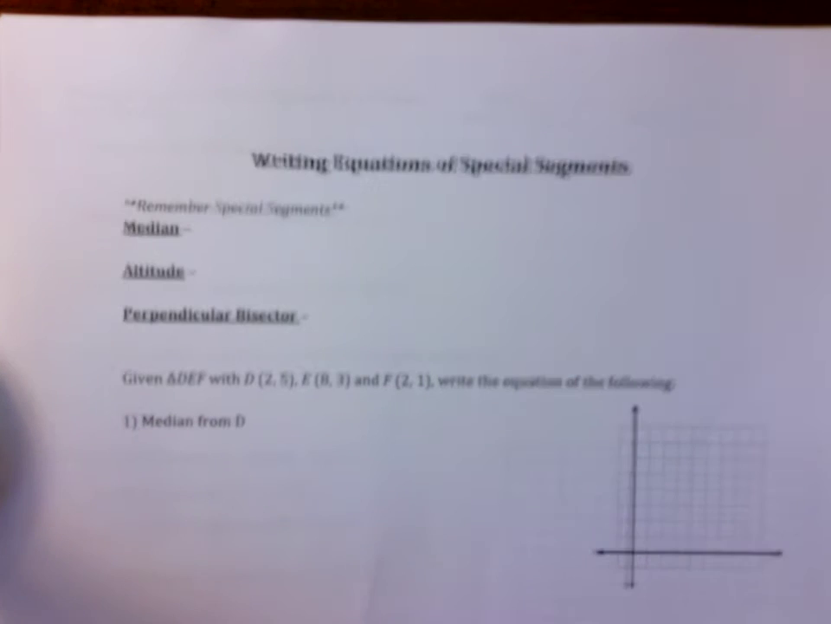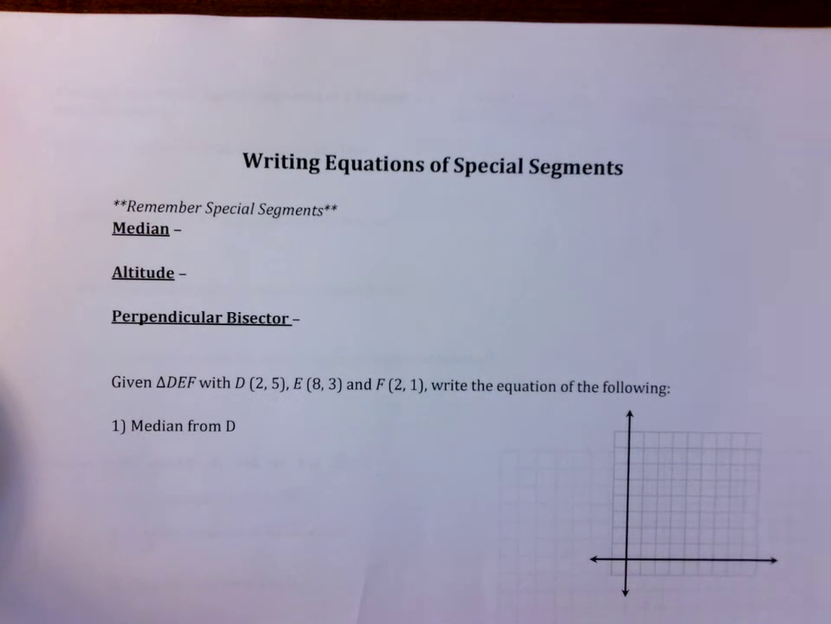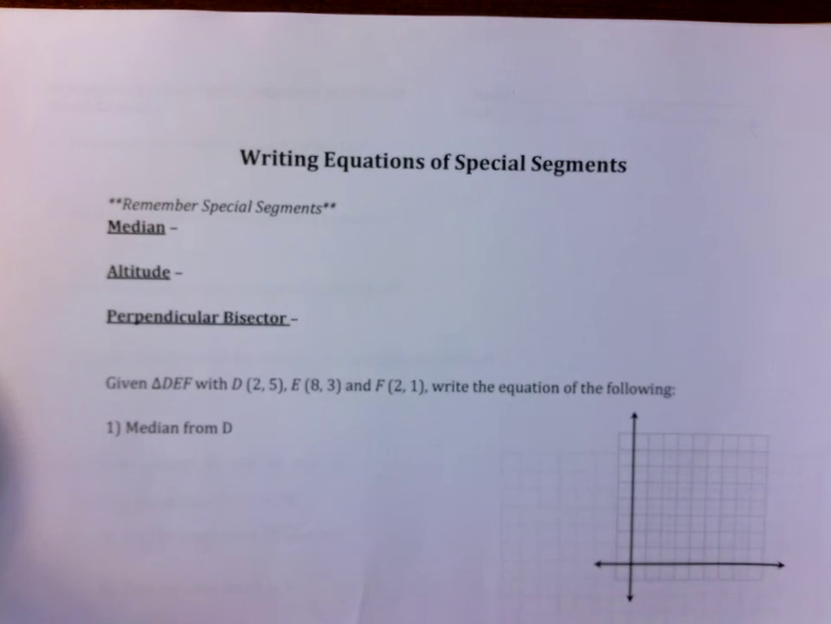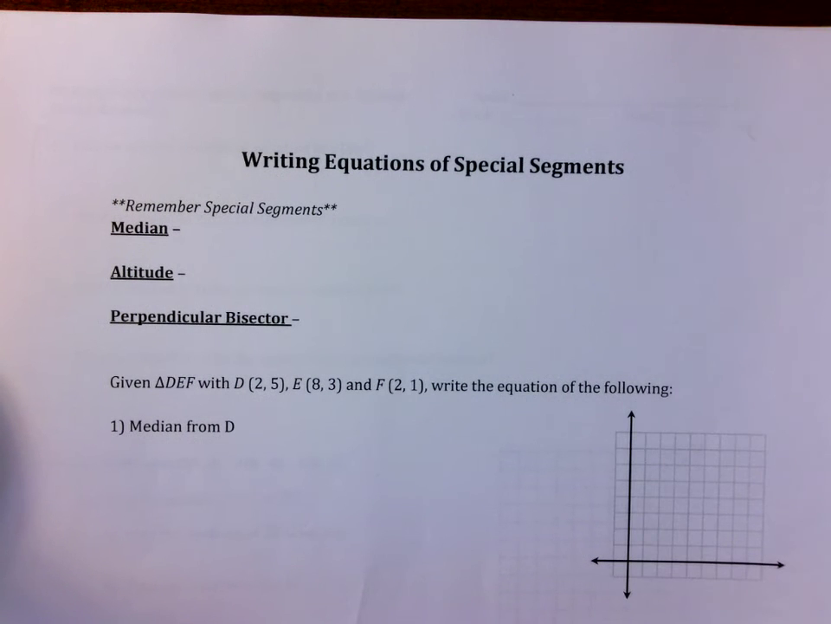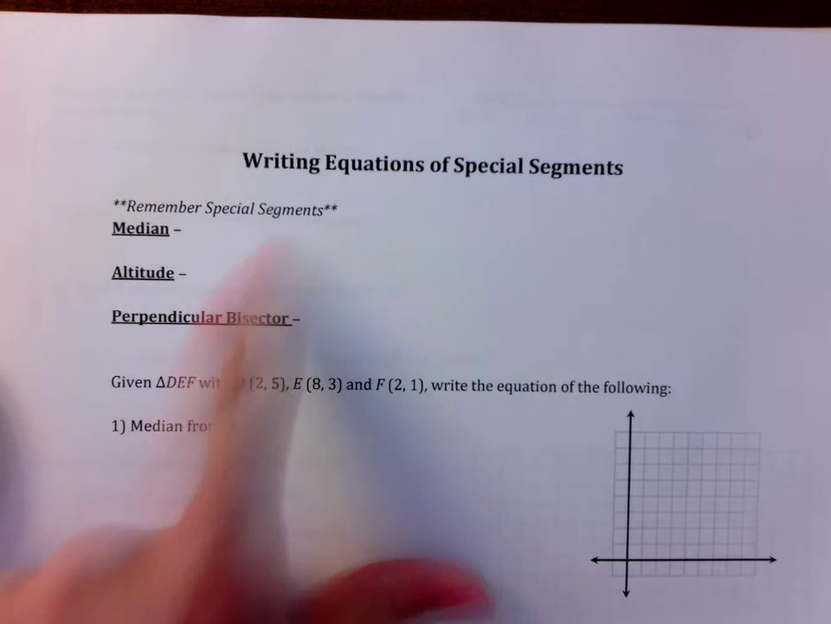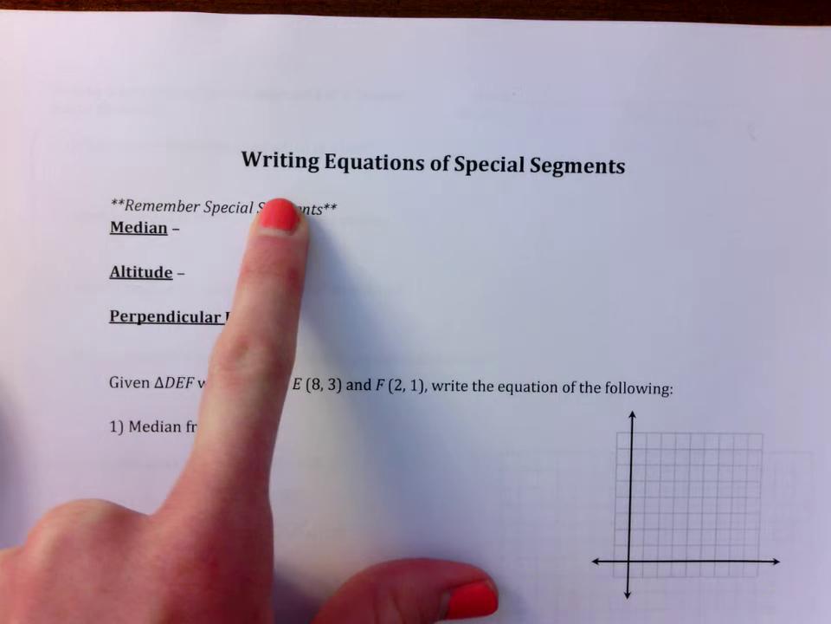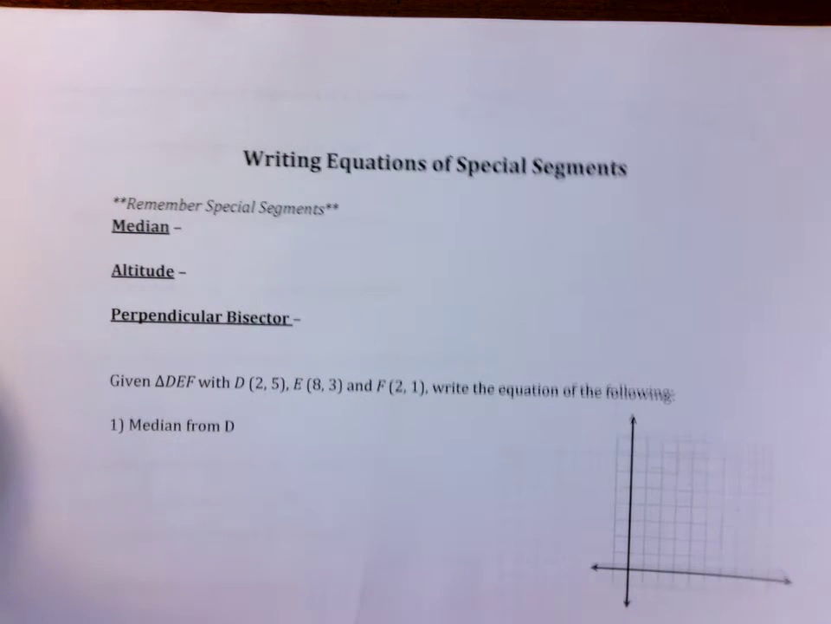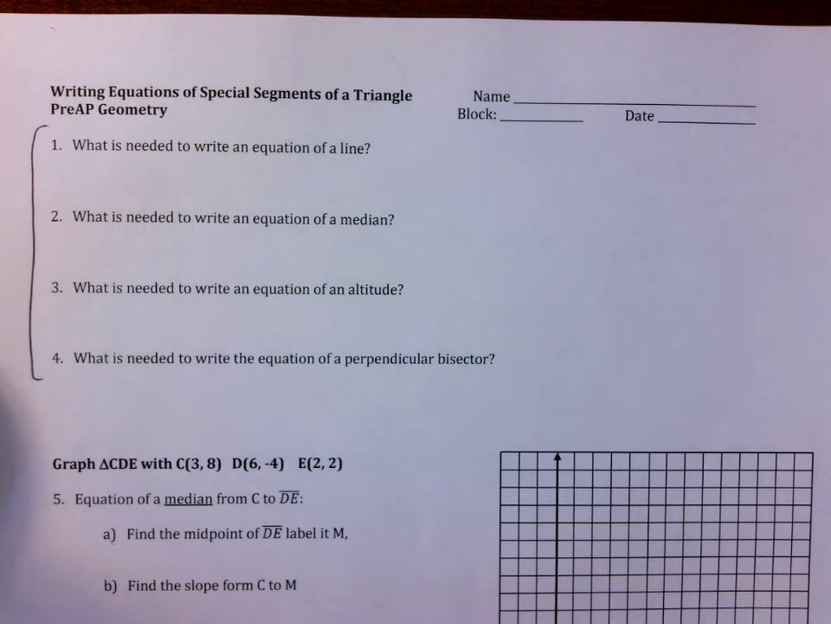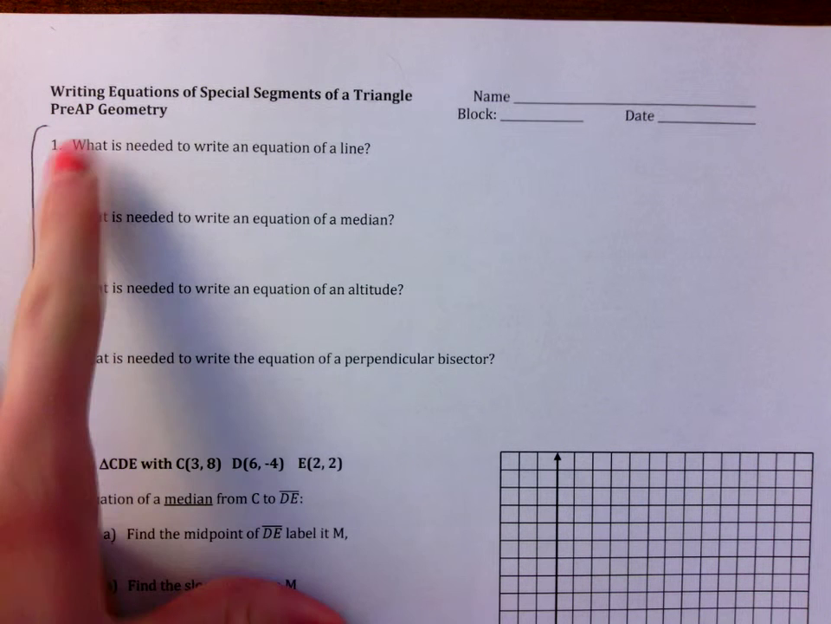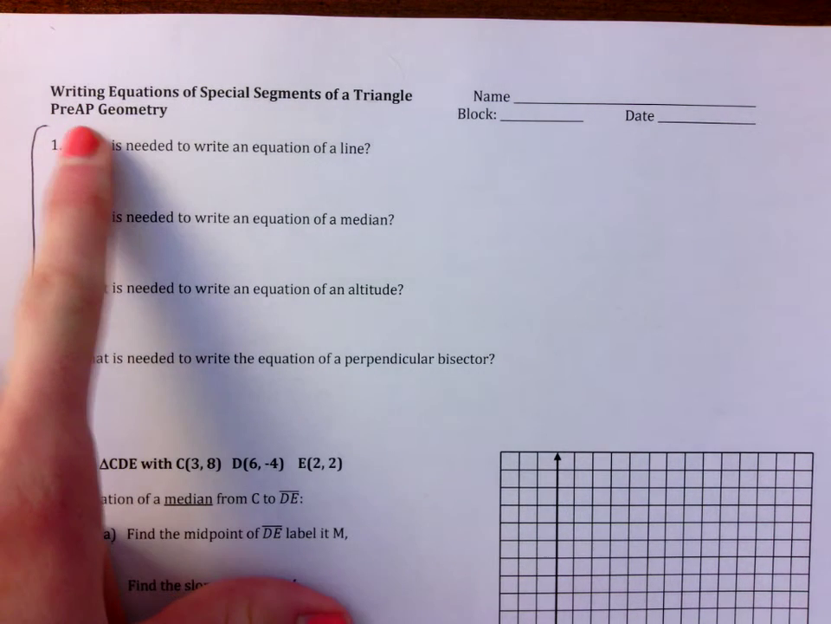Okay, so for this last video for this algebra unit, you're going to actually need two papers. So you'll need the notes for writing equations of special segments. Looks like this page. And then you're also going to need the first worksheet. We're going to do a couple of examples together. And it's writing equations of special segments of a triangle.